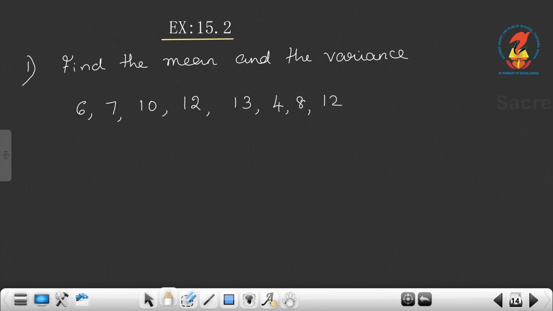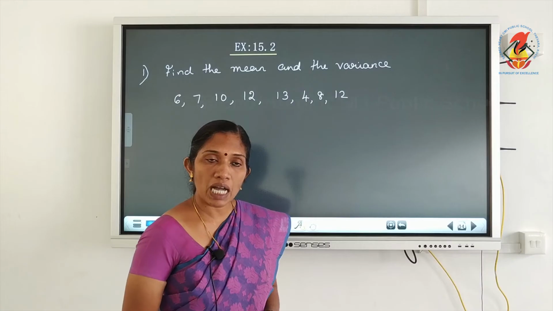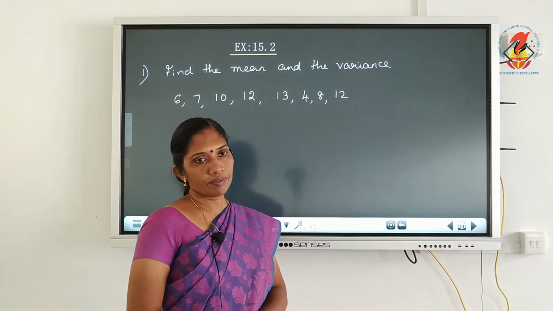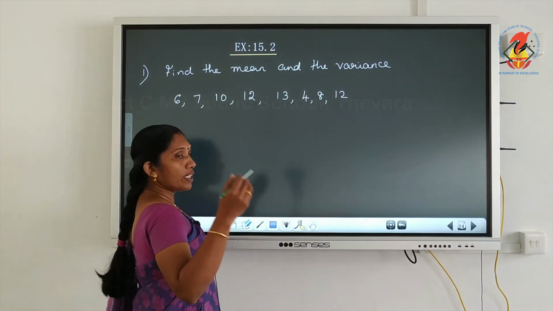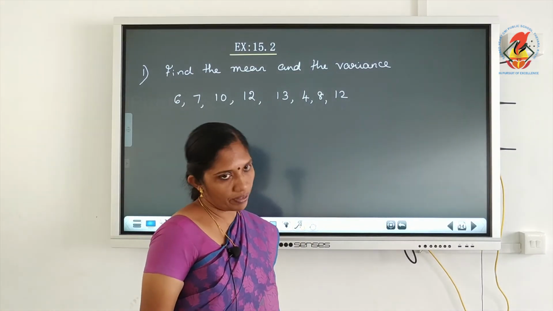So now problems, exercise 15.2, the first question. Find the mean and the variance: 6, 7, 10, 12, 13, 4, 8, 12. So this means ungrouped data. Ungrouped data, find the mean and the variance. After getting the mean, then only we can find the variance.